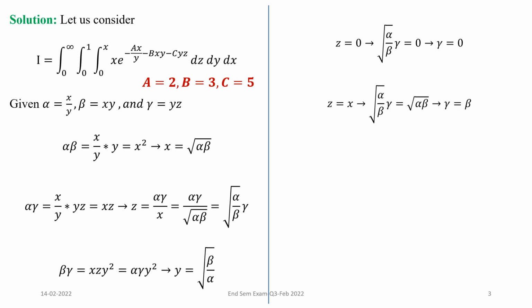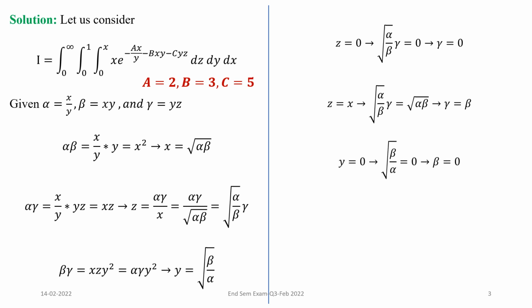Okay, now the second limit of z is equals to x. So what we get, this square root of alpha upon beta into gamma will equal square root of alpha beta, as x is the square root of alpha beta. So what we can see from this, beta gamma will tend to beta, that we get as the limit.